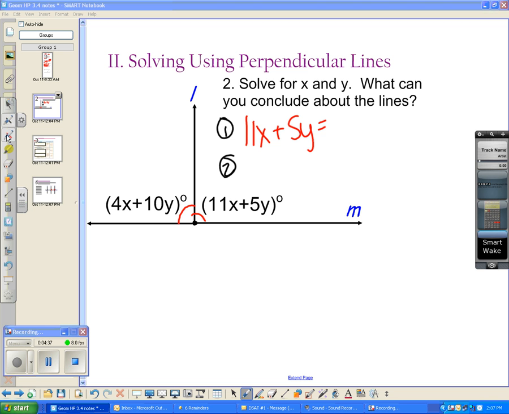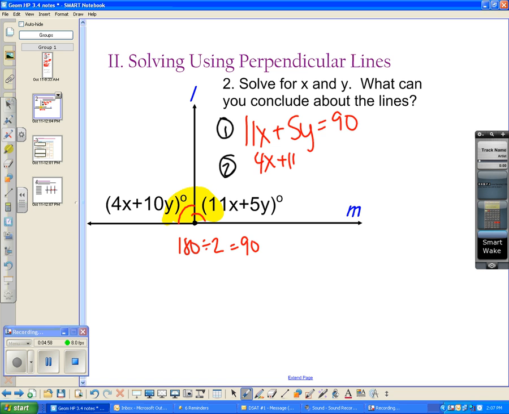So let's look at this picture again and see what we can conclude. Well, these are a linear pair, right? So that means that they're going to add up to be 180 degrees. Well, if they're congruent to each other, then 180 divided by 2 is 90 degrees. So we know that both of these angles are now right angles. So I could say 11x plus 5y equals 90, and 4x plus 10y equals 90. And then we worked on this in class at some point this week. I can't remember. Then we're going to have to eliminate variables.